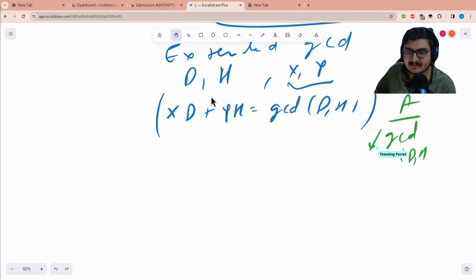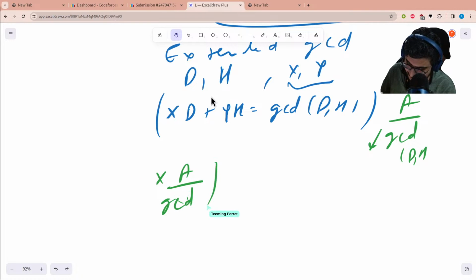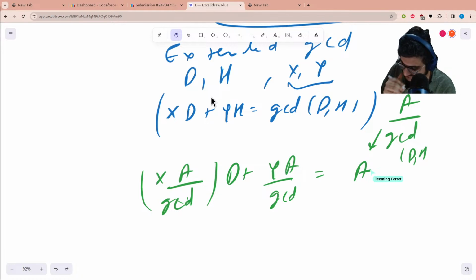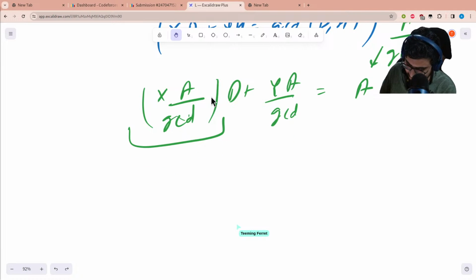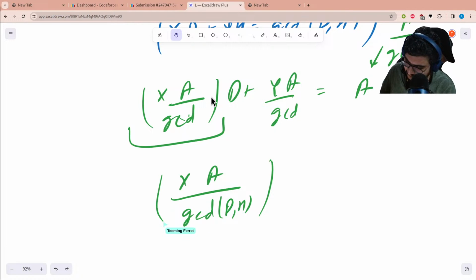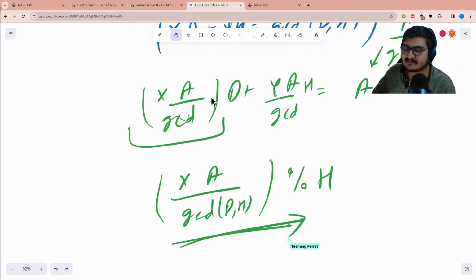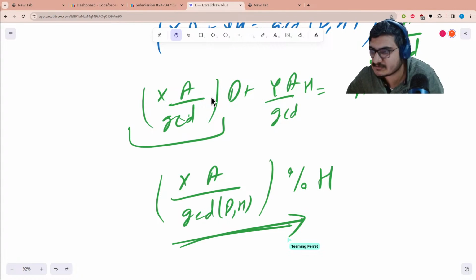So if this is not a proper number, I say the answer is impossible because all the multiples over here would be of this GCD. Otherwise, this becomes x into a by GCD into d plus y into a by GCD is equal to a. And then I try to take this value mod h. Here we have h. This was my idea, but it looks like it failed somewhere.